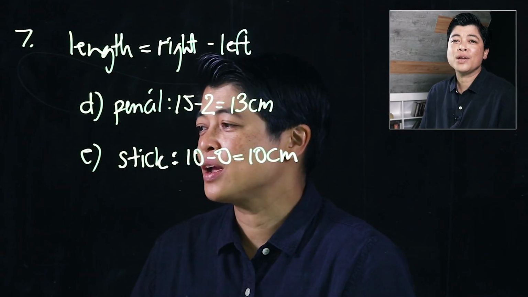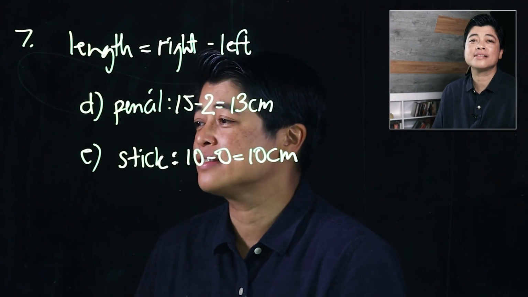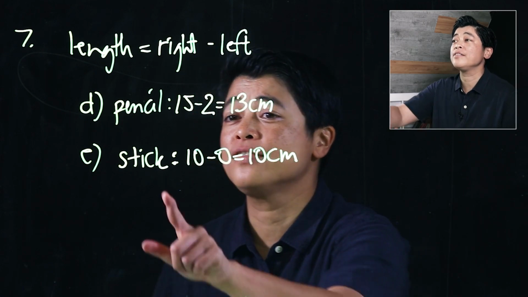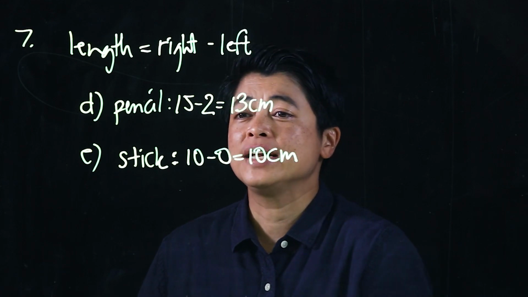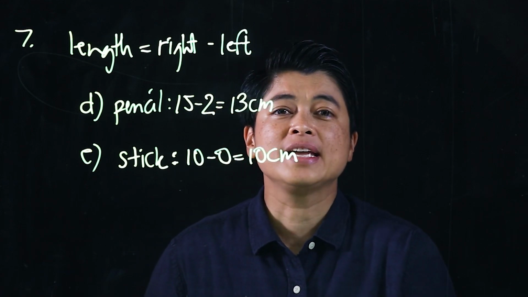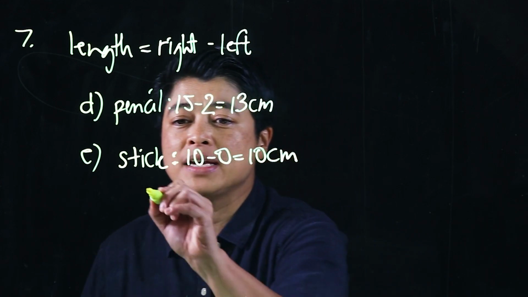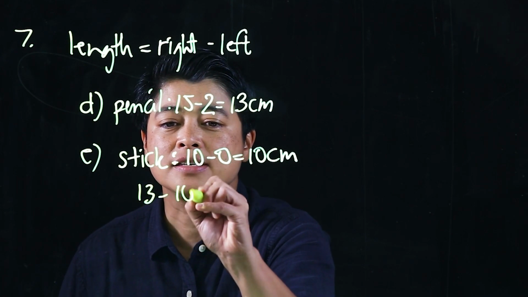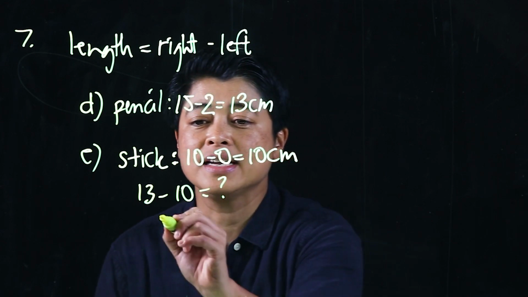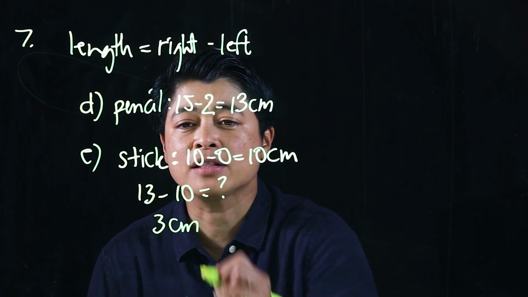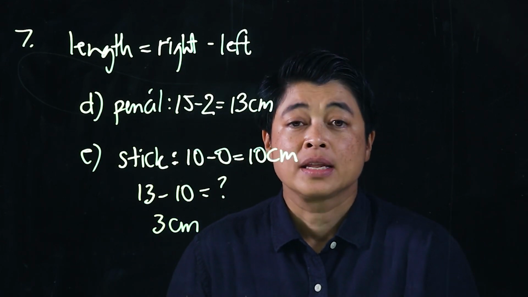In letter E, we are asked how much longer is the pencil than the stick. So if we look at the stick, it is 10 centimeters. So when it says how much longer, we're taking the difference. So that means 13 minus 10 is the question mark. So therefore, this is 3 centimeters longer.